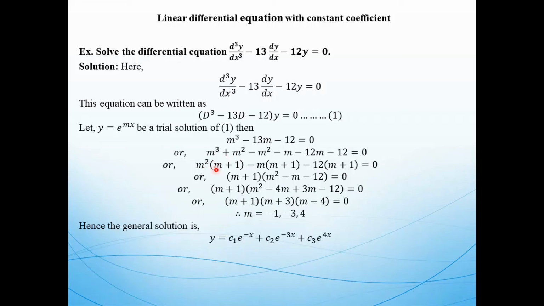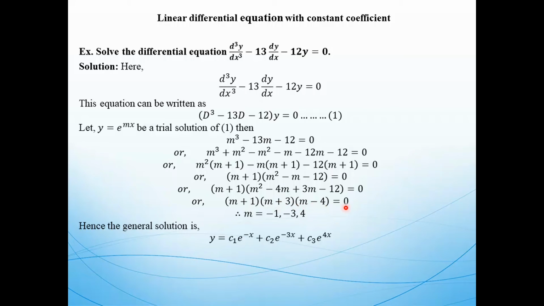Now we take common m square from the first two terms, that gives m square into (m plus 1), and then take common minus m, that gives (m plus 1), and then take common minus 12, that gives (m plus 1) is equal to 0. Now from this line we can write (m plus 1) into (m square minus m minus 12) is equal to 0. Now by the middle term method, m square minus m minus 12 gives m square minus 4m plus 3m minus 12, and by calculating this part we can write (m plus 1)(m plus 3)(m minus 4) is equal to 0.